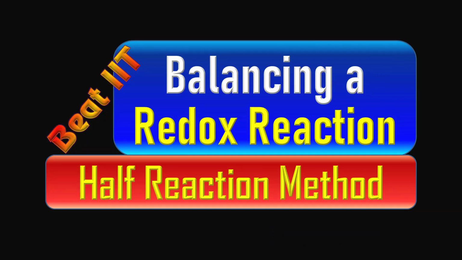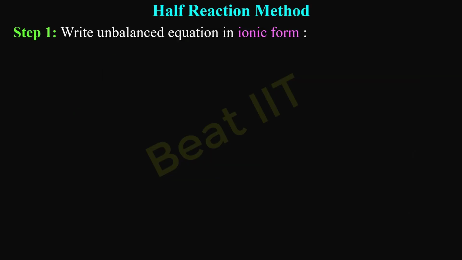Balancing a redox reaction using half reaction method. Here I will be explaining this method with the help of an example. There are total 6 steps in NCERT. There are 7 steps. The last step is just to verify that everything is fine. You don't need to remember that. So in total 6 steps.